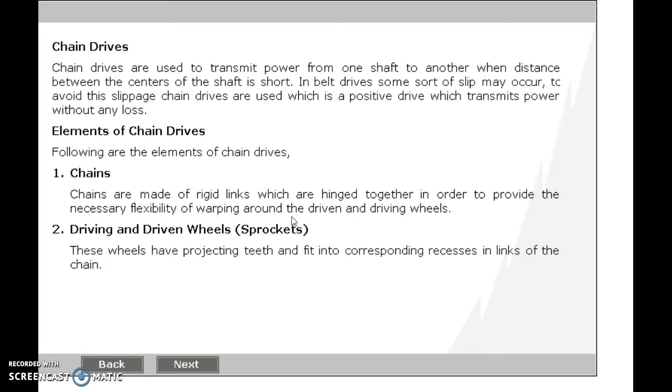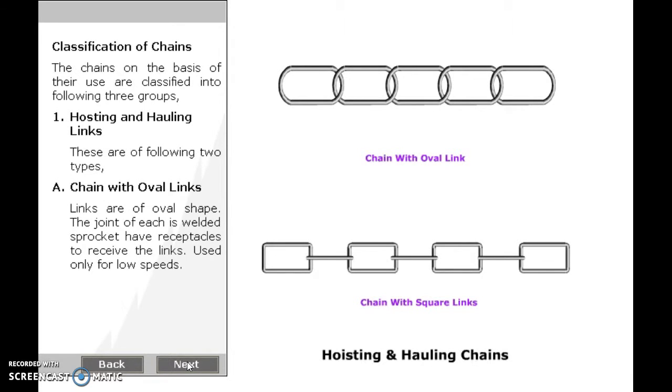The elements of the chain drive: the chain is made of rigid links which are hinged together to provide the necessary flexibility for wrapping around the driven and driving wheels. These wheels have projecting teeth that fit into the corresponding recesses in a link of the chain. So these are the views of the chain drives. These are chains with oval links and these are chains with square links.